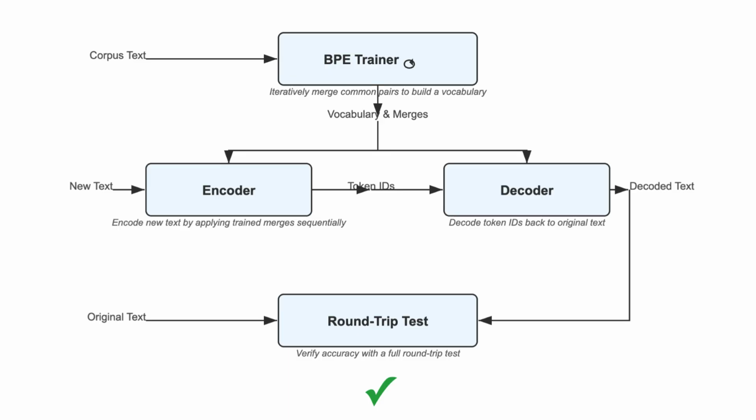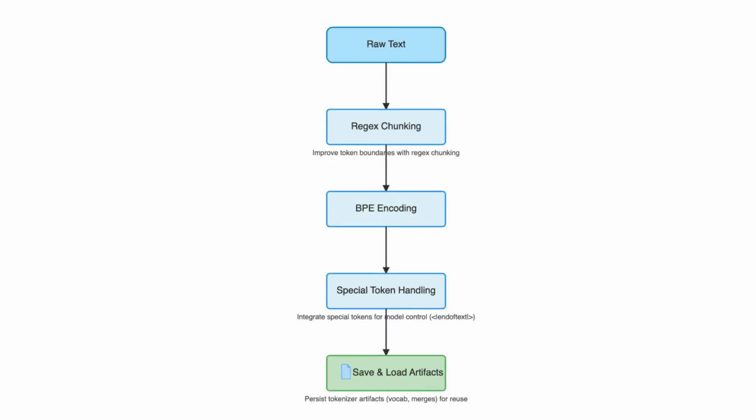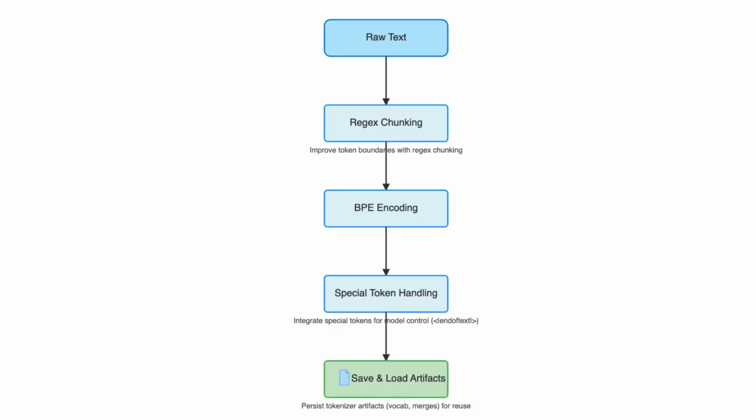While our basic BPE tokenizer is functional, real-world applications demand a few key enhancements. First, we introduce regex chunking before applying merges. This means splitting the text into meaningful chunks, perhaps by spaces, punctuation, or numbers, before BPE, preventing awkward merges like "dog." becoming a single token and improving token boundaries.